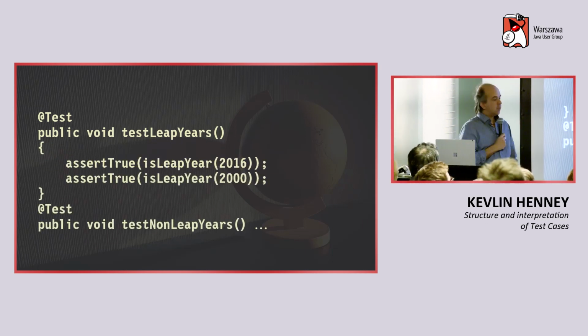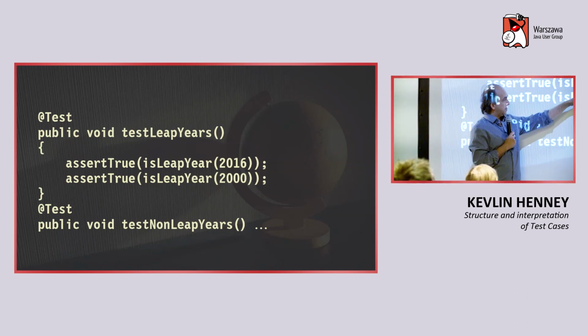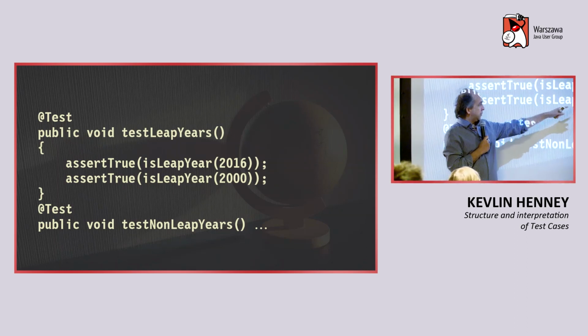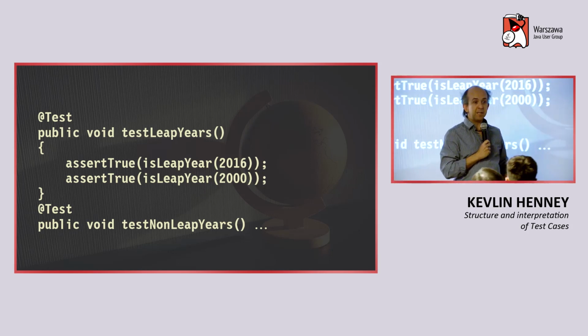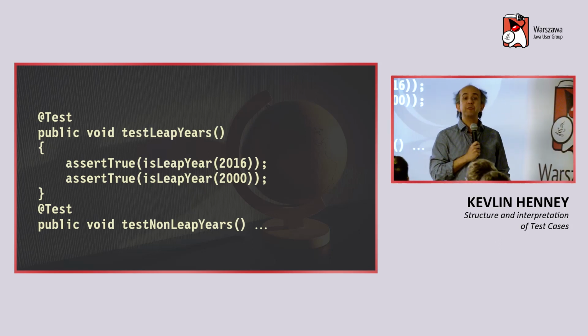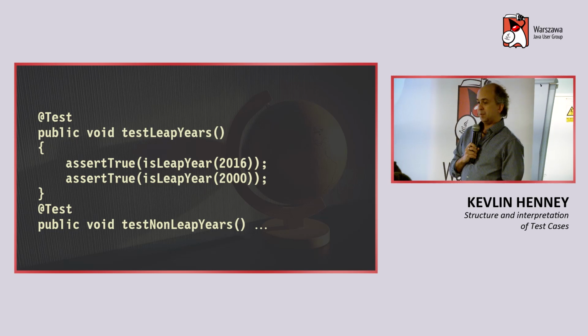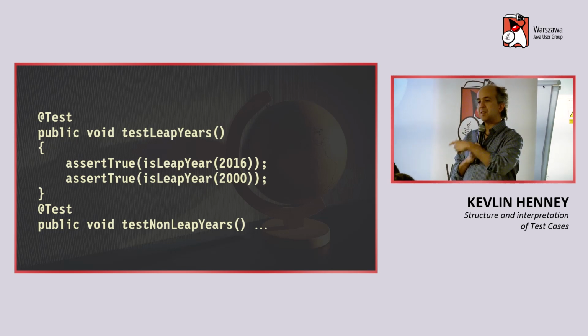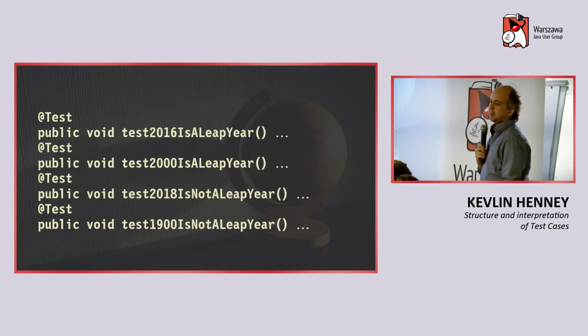Now, what we find is that the problem here: assert true is leap year 2016, assert true is leap year 2000. It turns out these are both leap years, but they are leap years for different reasons. They are not leap years for the same reason. We'll get to what that reason is, but these do not belong together. So perhaps we want to split things out.